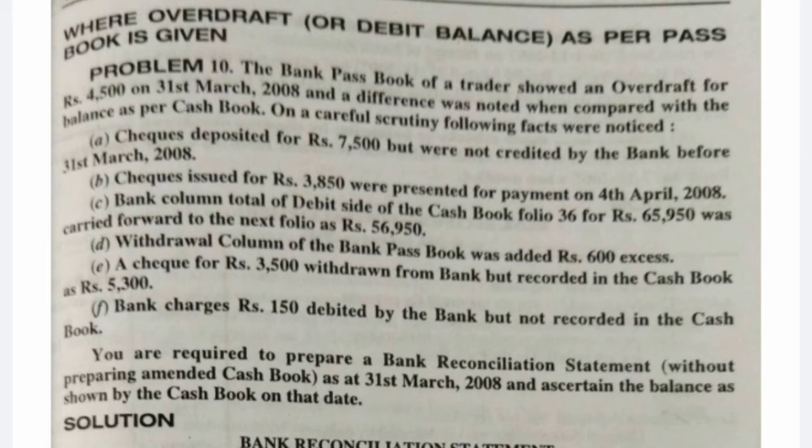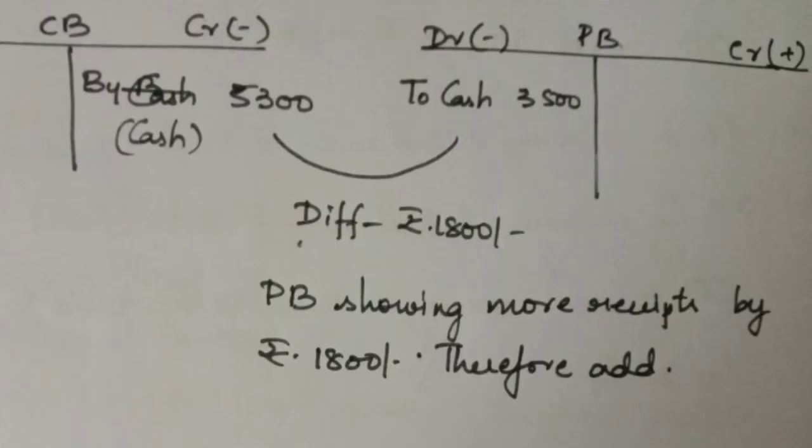Now do one thing. In the cash book, on the credit side, what he's saying is the amount withdrawn, right? But in the cash book, the amount they have recorded is 5,300 on the credit side of the cash book. But in the passbook, withdrawals will be on the debit side. So in the passbook, the withdrawal of rupees 3,500 is on the debit side.